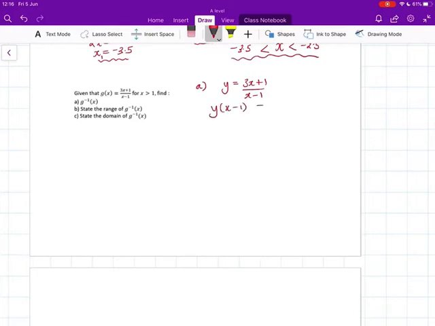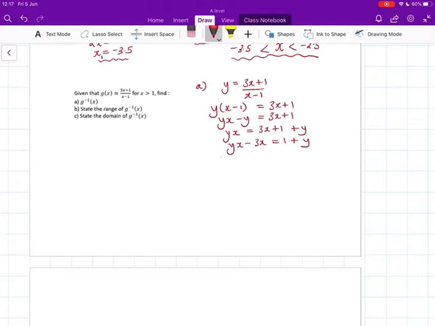So if I multiply up by the x minus 1 and then expand my bracket, then move any terms that contain the x onto one side. So what I'm going to do, I'm going to add the y across to the right hand side, and then I'm going to subtract the 3x from both sides.